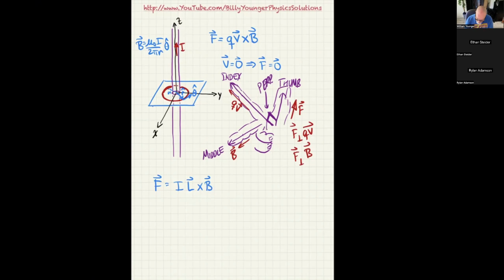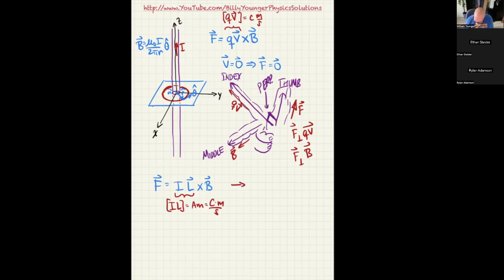You might notice, for instance, that this right here, IL, has units of amps times meters, which equals coulombs meters per second. That, in fact, is exactly the units of this one, which is Q times V, and that is coulombs times meters per second. So you see that you have the same unit. That's why that equation works that way.